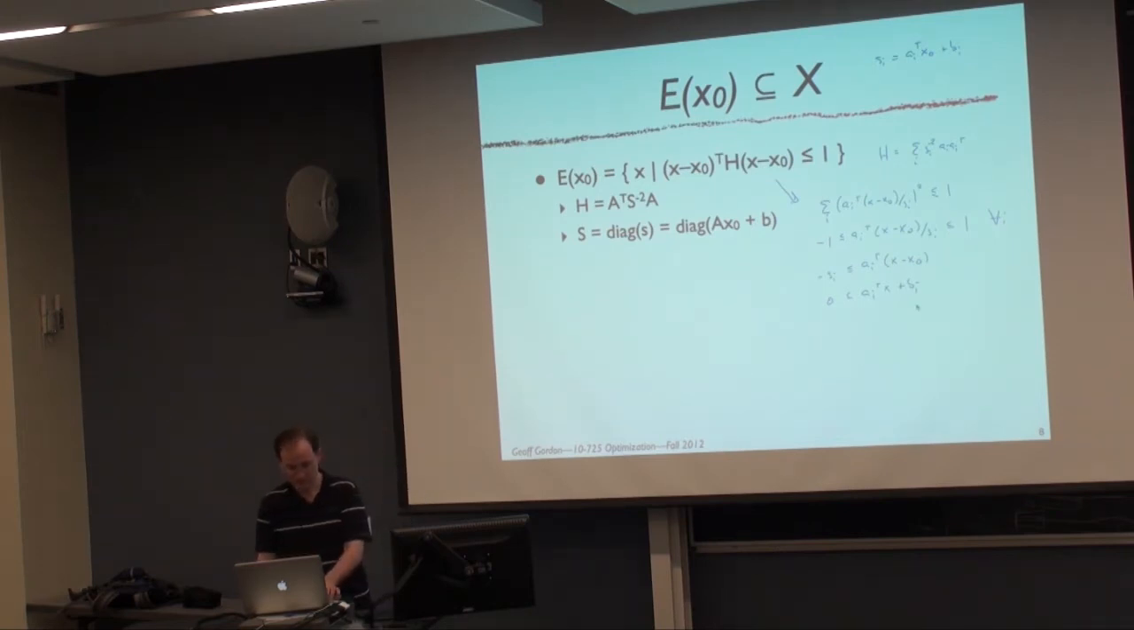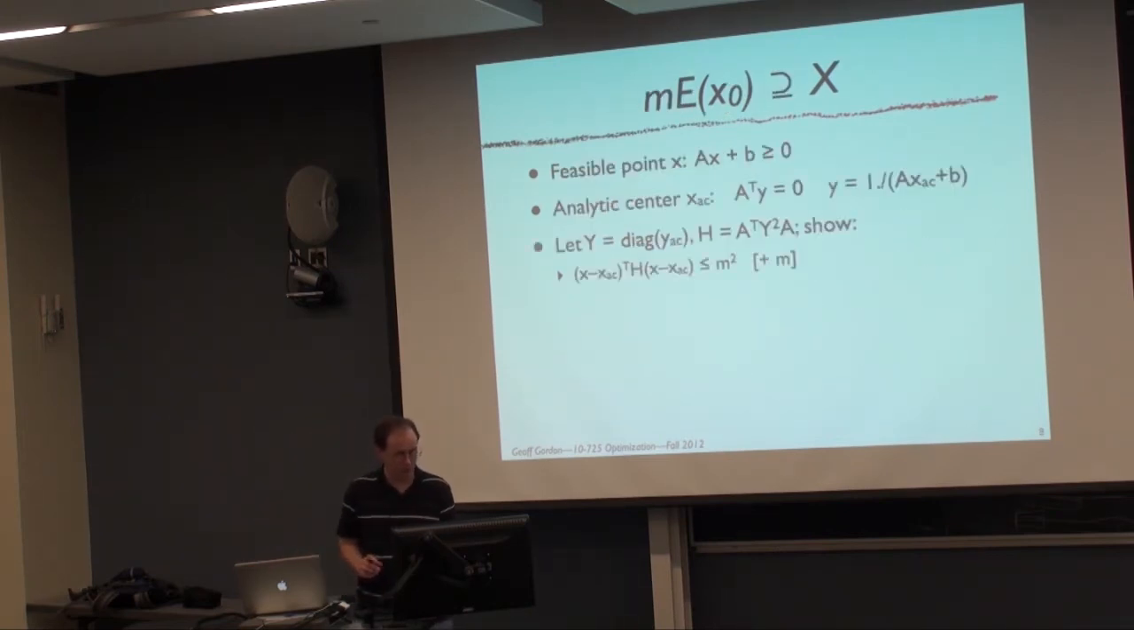That's kind of nice. So the proof the other way is slightly harder, but not much. So what I'm going to prove now is that if you take the Dikin ellipsoid not at an arbitrary point, but at the analytic center, and expand it by a factor of m, it actually contains the entire feasible region. Okay? Expanding the radius by a factor of m.